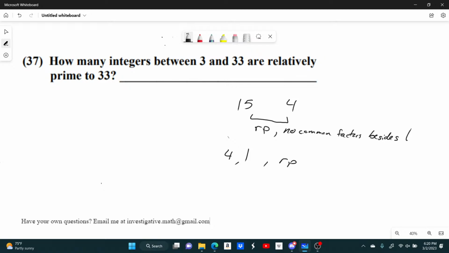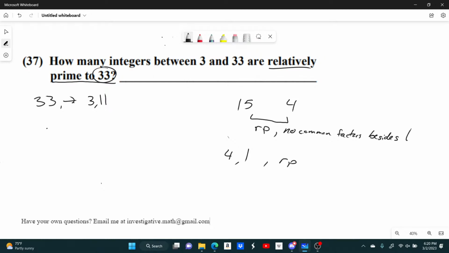So the formula you can use for this is you just have to know what the factors of 33 are. If we want to find what numbers are relatively prime to 33, we just need to know the prime factors. So 33 can be broken into 3 and 11. You don't even have to know the exponents or anything. You just have to know the prime factors.